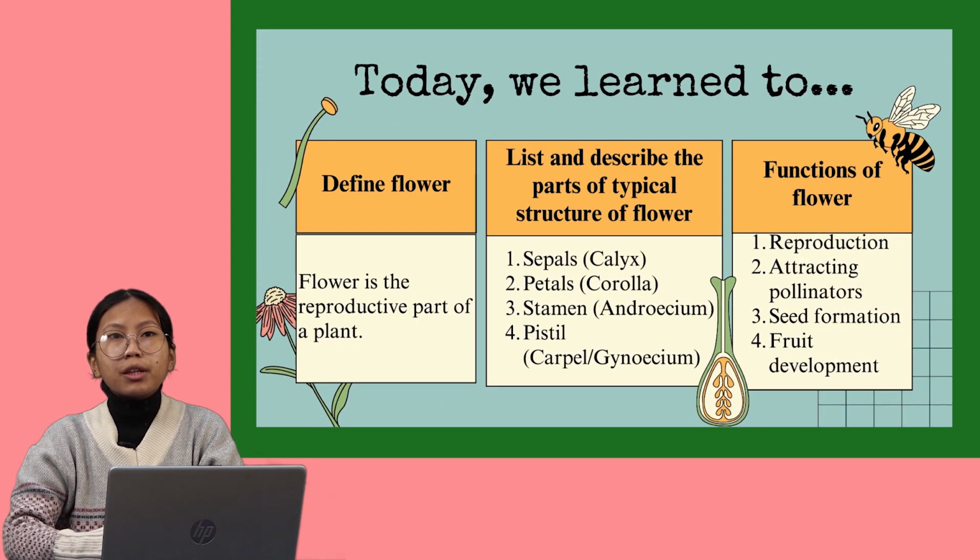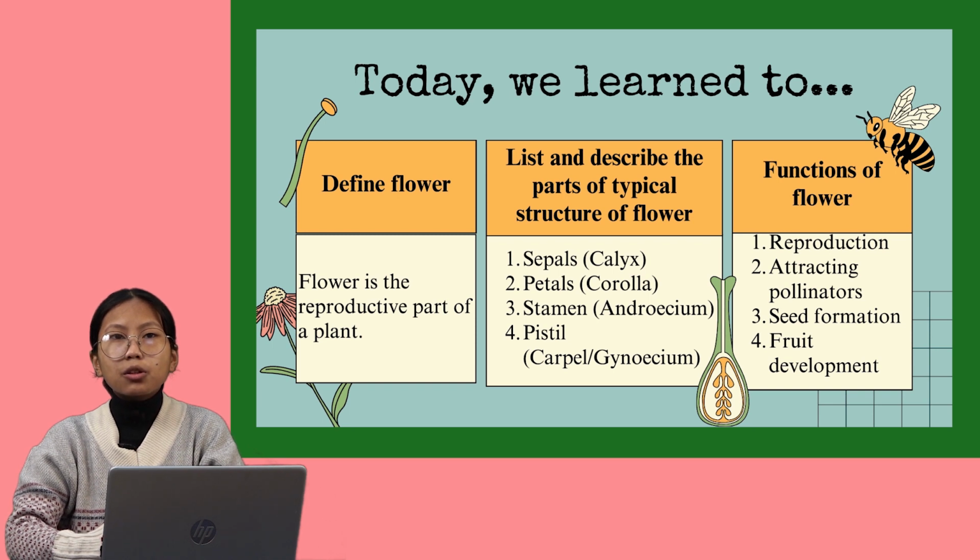Now we have come to an end of the lesson. Before ending our lesson, we are going to go through what we have learned today. Today we have learned to define flower. Flower is the reproductive part of a plant. Next, we have learned to list and describe the parts of typical structure of flower.